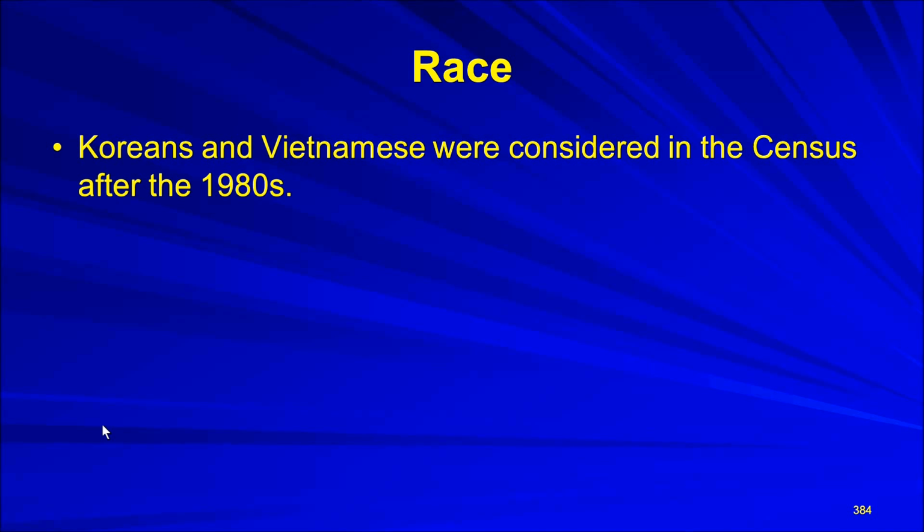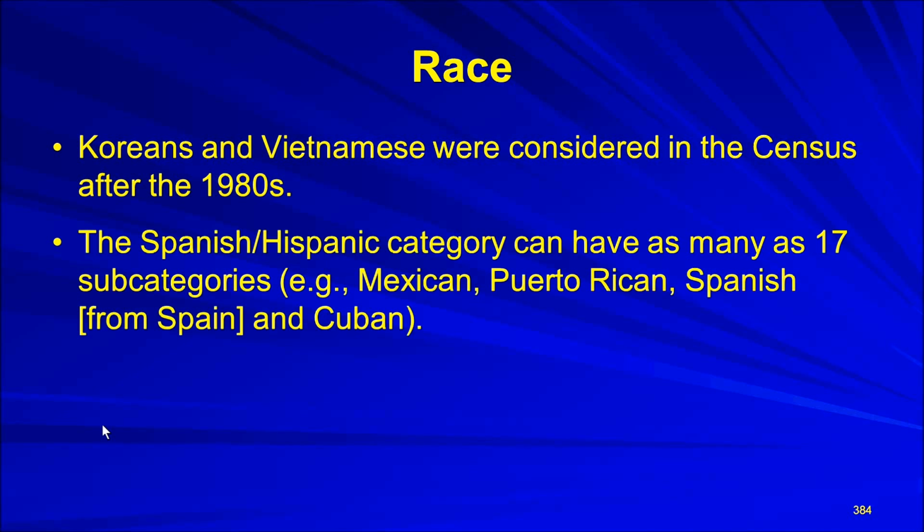Now, another difficulty, and I don't know whether you know it, the Spanish Hispanic category can have as many as 17 different subcategories. So you can have a Mexican, Puerto Rican, Spanish from Spain, and Cubans, and anybody that is of Spanish or Mexican descent often is very clear about the differences and what qualifies to be one versus another.